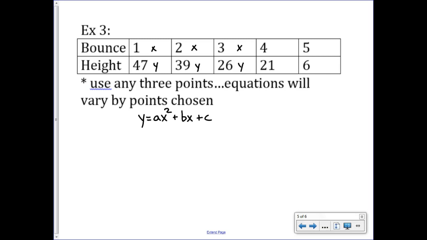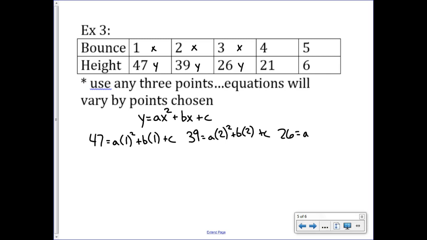I'm going to choose the first 3. So if you choose something different, your values will be different when you plug them in. So when I plug it in, I get 47 is equal to a times 1 squared plus b times 1 plus c. Then I get 39 is equal to a times 2 squared plus b times 2 plus c. And I get 26 is equal to a times 3 squared plus b times 3 plus c.